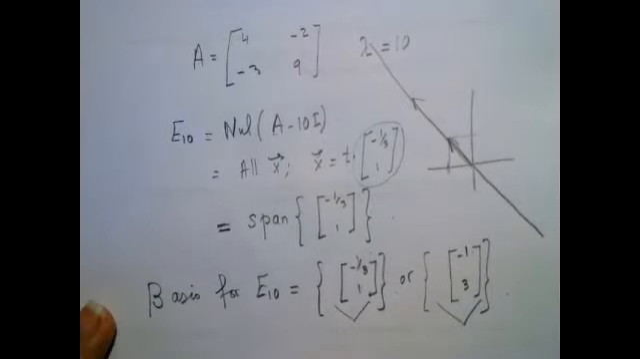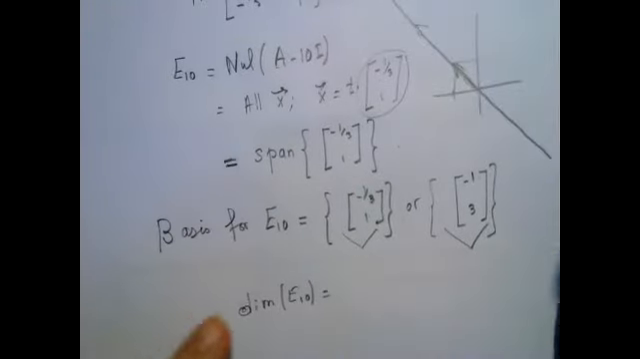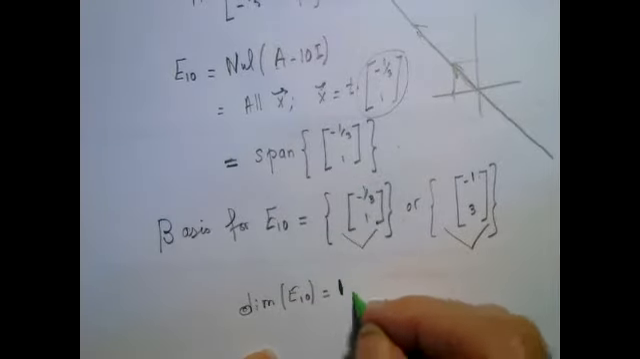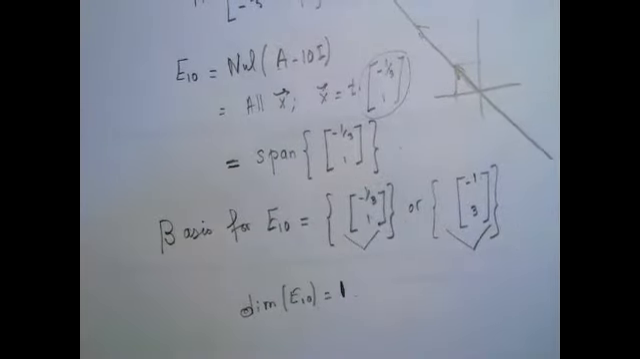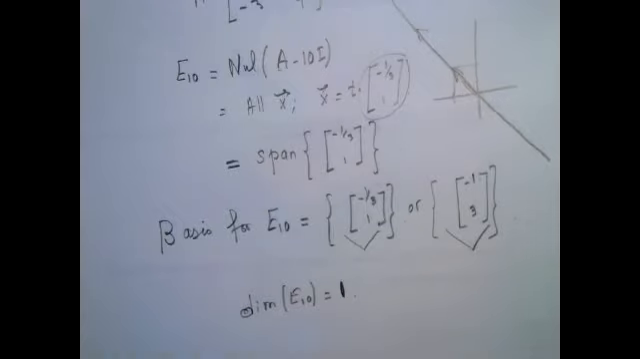Now the dimension, let us remember what the dimension is. The dimension of E10 is the number of vectors in the basis. And the dimension here is equal to 1. Okay, so that's the idea of the eigenspace.